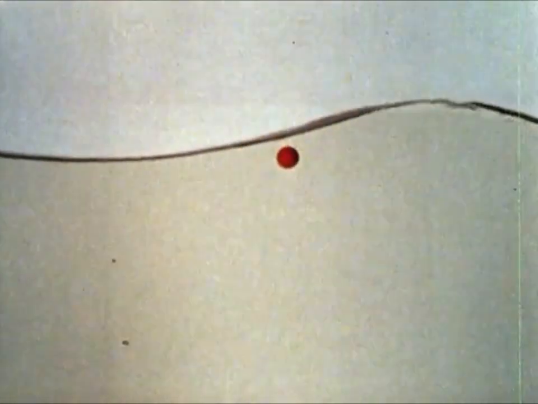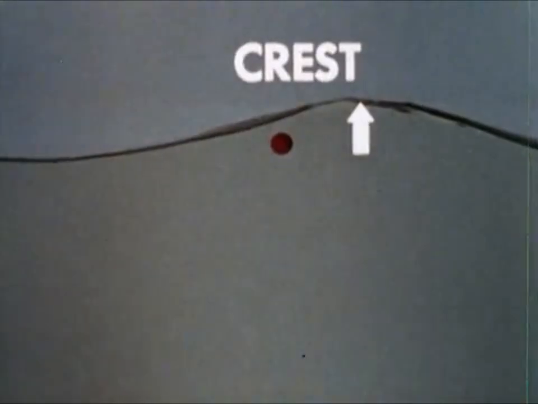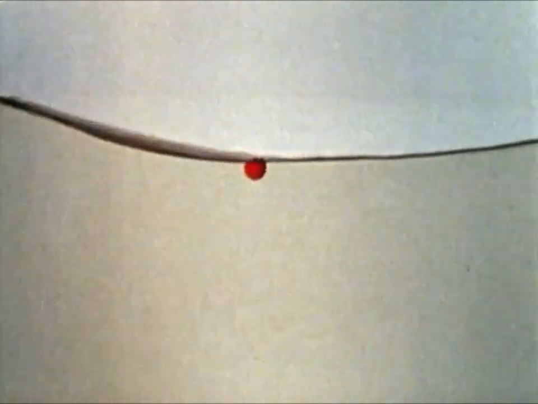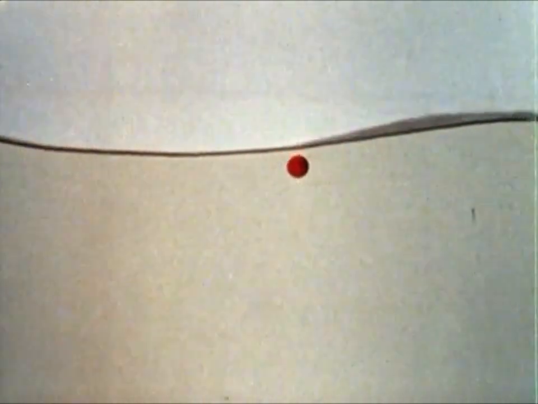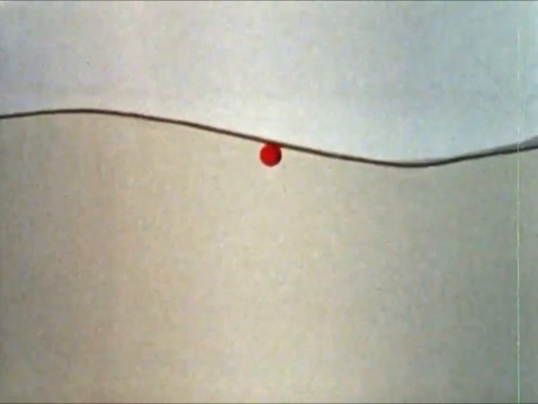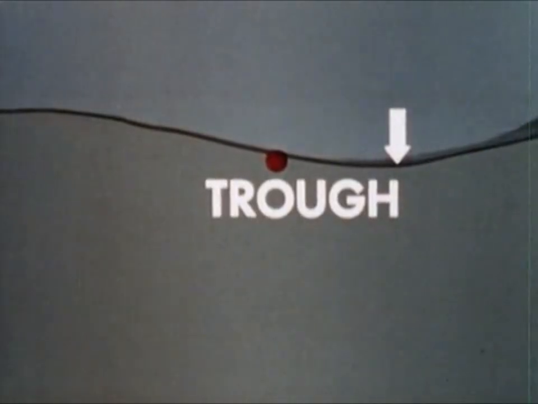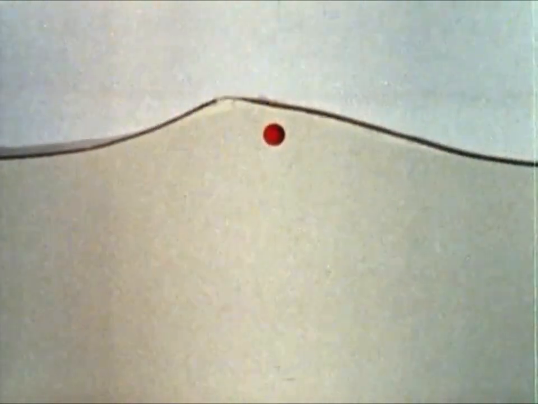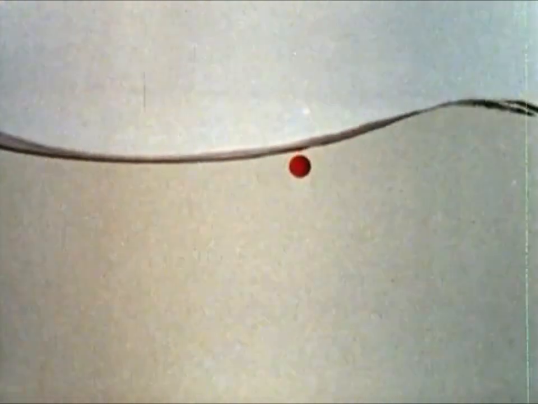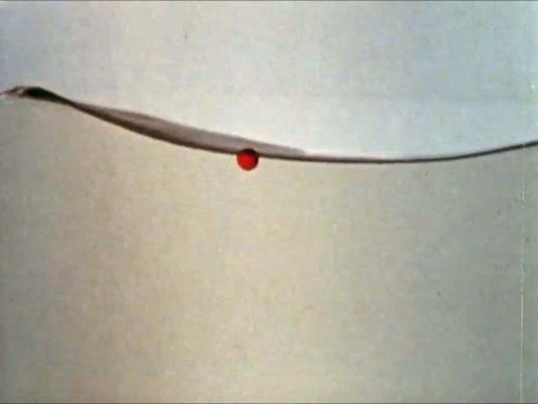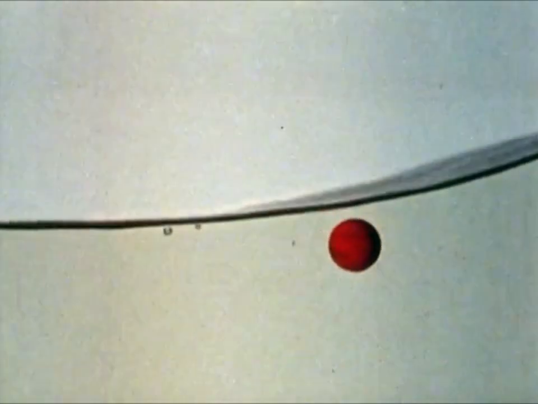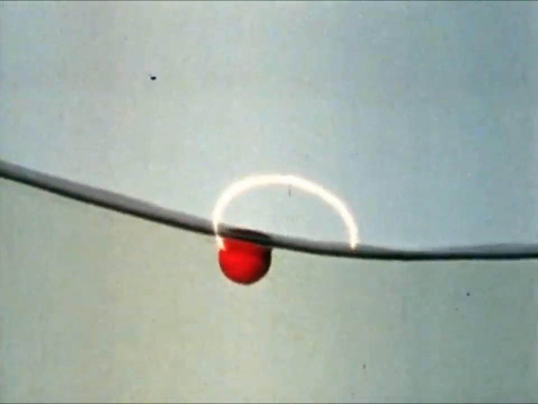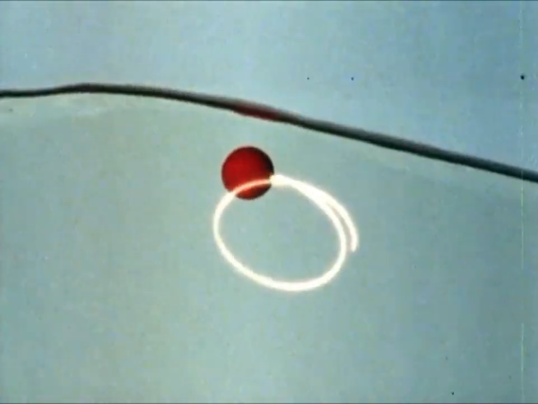Each time the high point of the wave, called the crest, approaches, the ball rises and moves forward with the wave. As the crest passes and the low point of the wave, called the trough, approaches, the ball moves down and backward. After each cycle, the ball is back to just about where it started. The motion of the ball is almost circular. This means that the water on which the ball is floating is moving in a similar circular orbit.